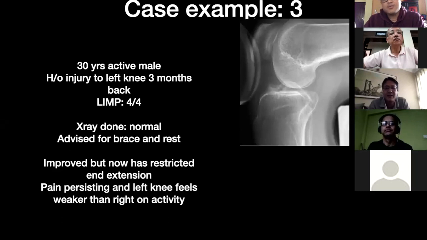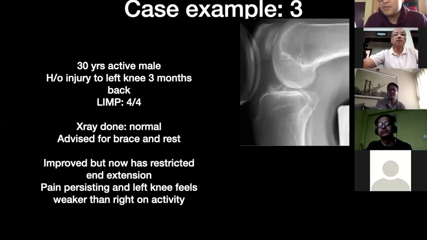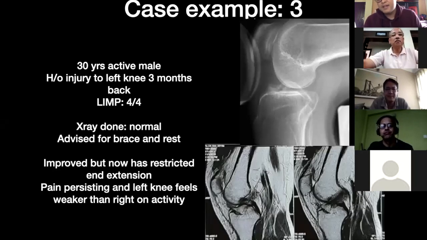So my point in mentioning this case is most of these tibial avulsions are very small avulsions and they are usually missed. After about 3 to 5 months, they come with lack of full extension because of locking, because of that spike. This was his MRI, and it showed the fragment being malunited, because of which the endpoint is hard, but the laxity was there.